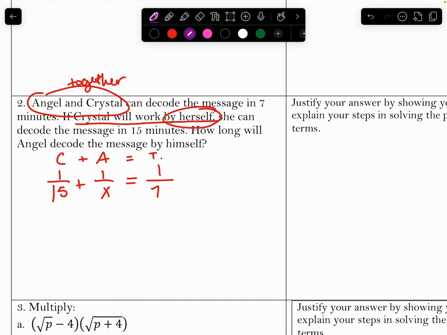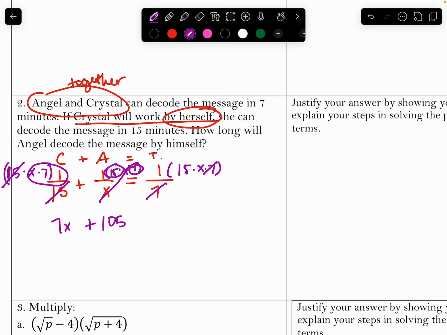There are 3 denominators, so I'm going to multiply everything by those denominators: times X times 7. So that's 15 times X times 7. Cancel this, get rid of the X's, get rid of the 7's. So now I have 7x plus 15 times 7, which is 105, equals 15x.